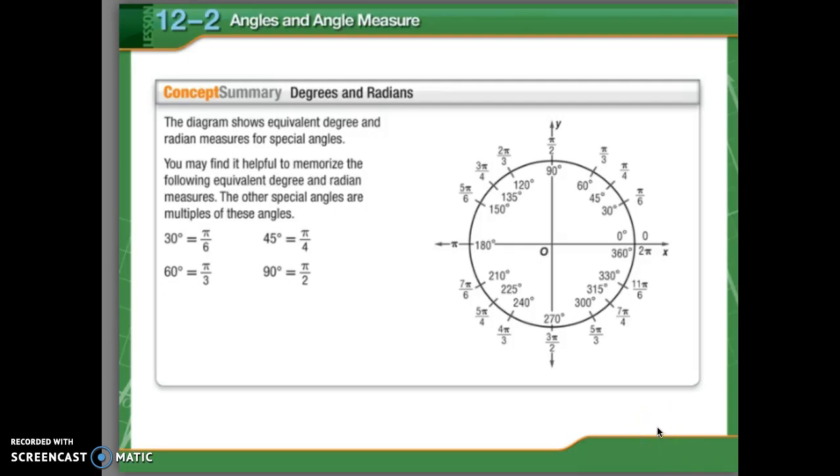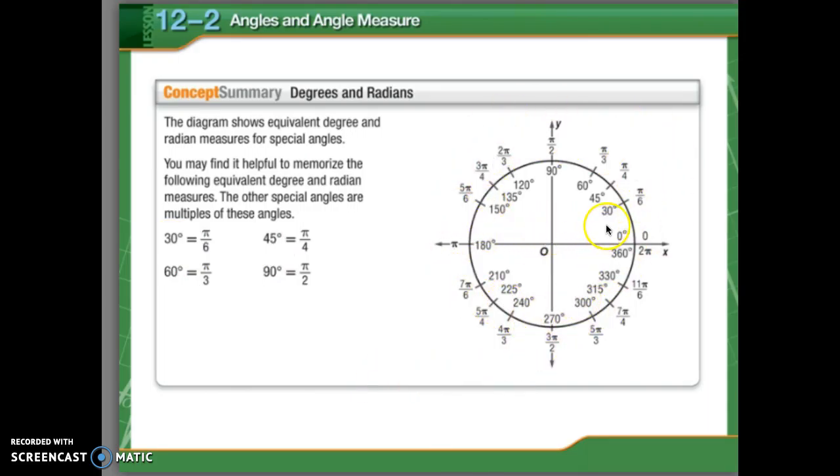Okay, this diagram that we're looking at now shows the degrees and the radians for common angles that you're going to see when you're dealing with trig functions. It basically shows you how to convert back and forth and what the common ones are. The most common ones are the 30 degree, 45 degree, 60 degree, and 90 degree, because the whole circle is based off multiples of those.